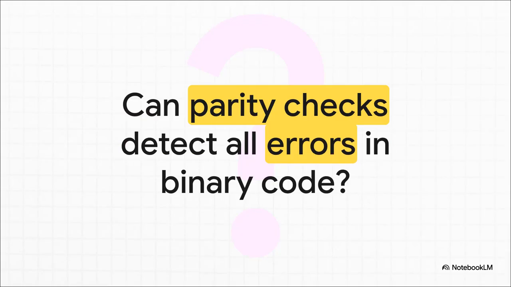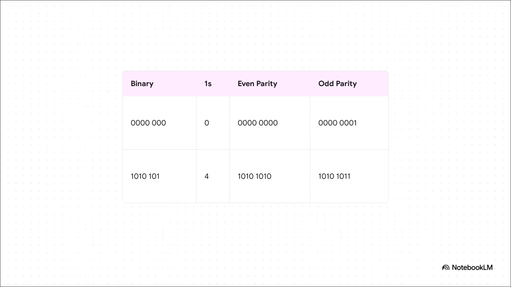So that handles human-readable numbers. But what about when computers are talking directly to each other in pure ones and zeros? Can they really catch every single glitch during transmission? To solve this, computers use a parity check. Essentially, the system counts up the total number of ones in a piece of binary code. Then, it slaps a parity bit onto the very end to ensure the total count of ones is always even or always odd.